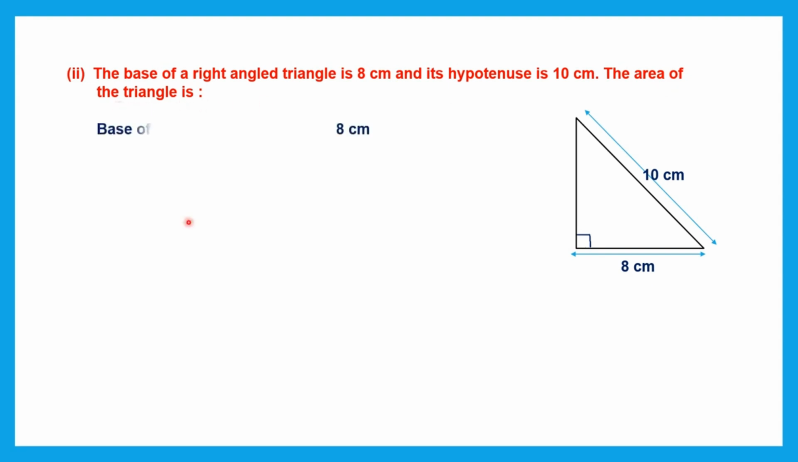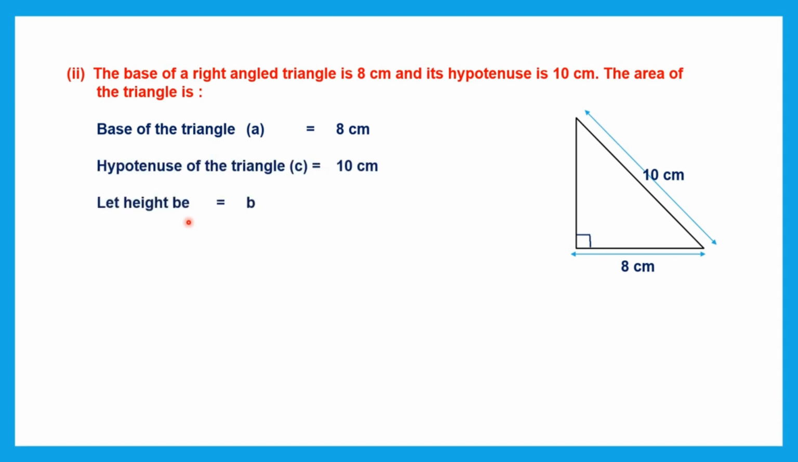So let's write what's given. So base of the triangle, let's take it as A, and that is 8 centimeters. Hypotenuse of the triangle, let's take it as C, that is 10 centimeters. Now let height be B. Now if we have to find this height, that is B, we can use the Pythagoras theorem.